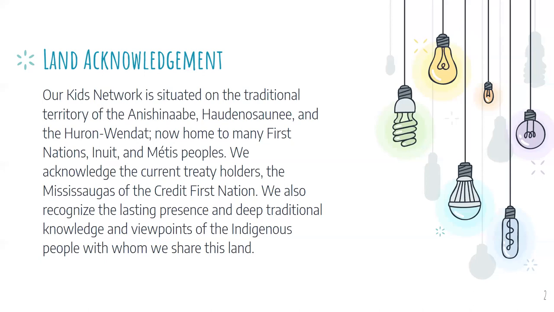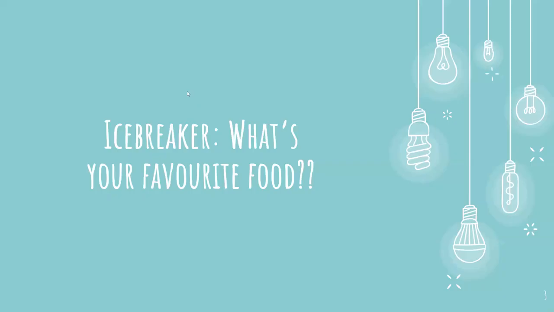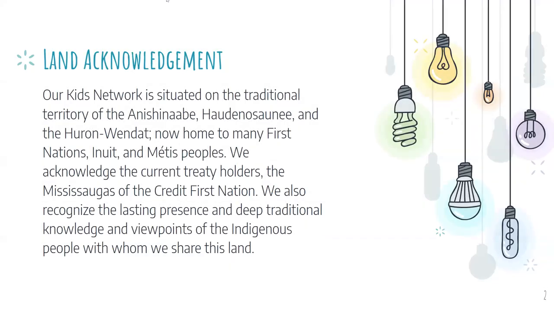So right now let's start off with a land acknowledgement. Arki's network is situated on the traditional territory of the Anishinaabe, Haudenosaunee, and the Huron Wendat, now home to many First Nations, Inuit, and Métis people. We acknowledge the current treaty holders, the Mississaugas of the Credit First Nations. We also recognize the lasting presence and deep traditional knowledge and viewpoints of the Indigenous people with whom we share this land. And now please take a moment to close your eyes and reflect.